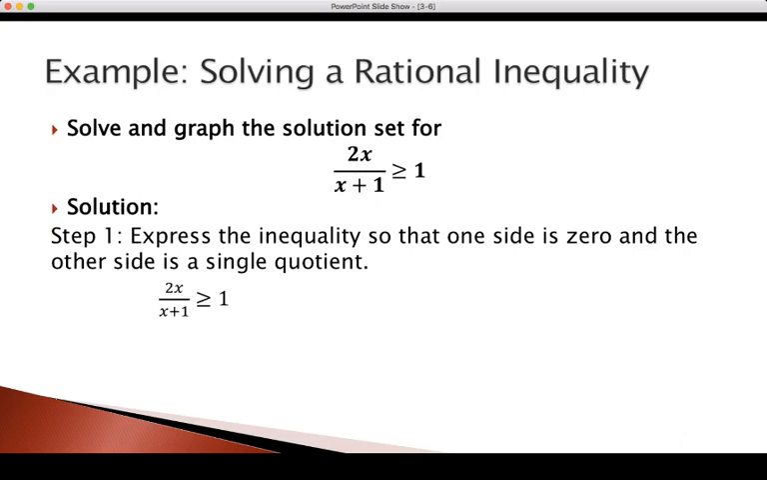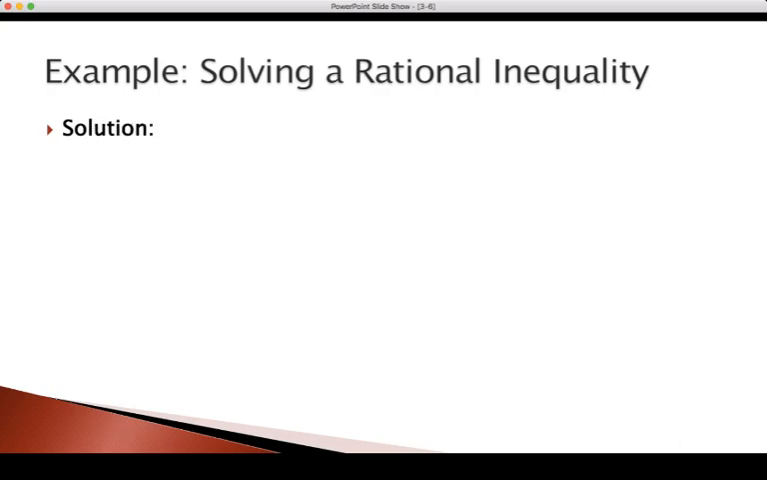So for this one, we have 2x over x plus 1 is greater than or equal to 1. Subtract 1 to both sides, which results in 2x over x plus 1 minus 1 being greater than or equal to 0. But 1 is not a fraction. So what we need to do is give it a common denominator with the other fraction. So we can rewrite 1 to be x plus 1 over x plus 1. Now we can combine the two fractions and create one single fraction.